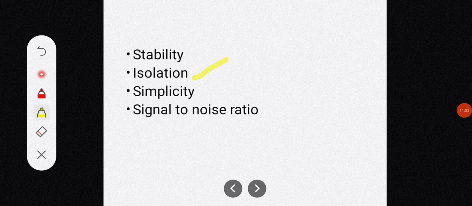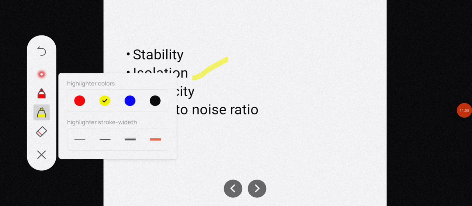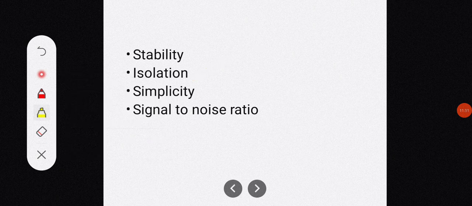Next design factor, the last one I am going to discuss, is simplicity. All biomedical instruments should be as simple as possible. Any biomedical engineer should keep in mind that the biomedical instrumentation system they are going to design should be as simple as possible, so that the chances of component or human error can be eliminated. So simplicity is very much required.